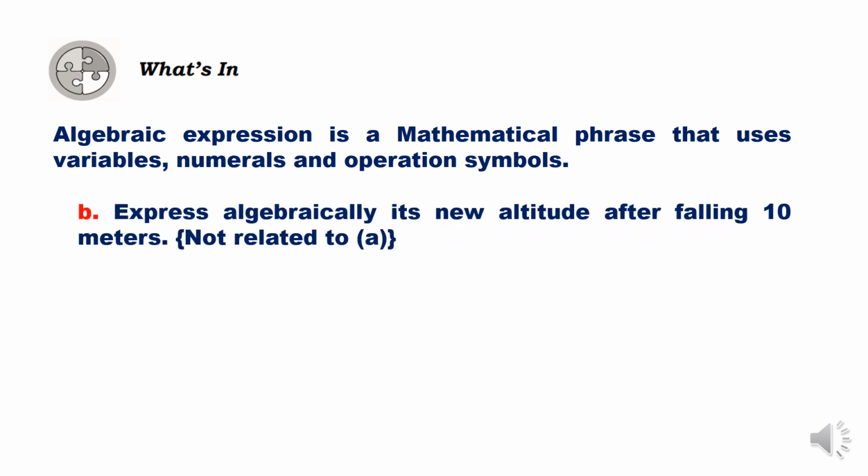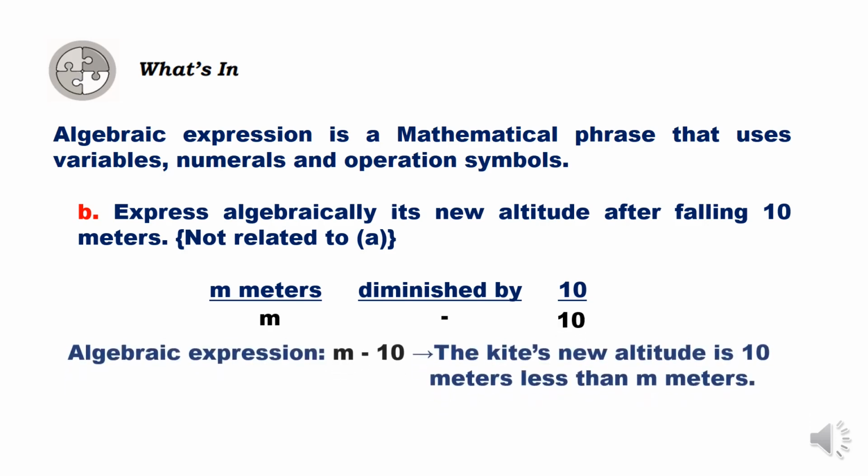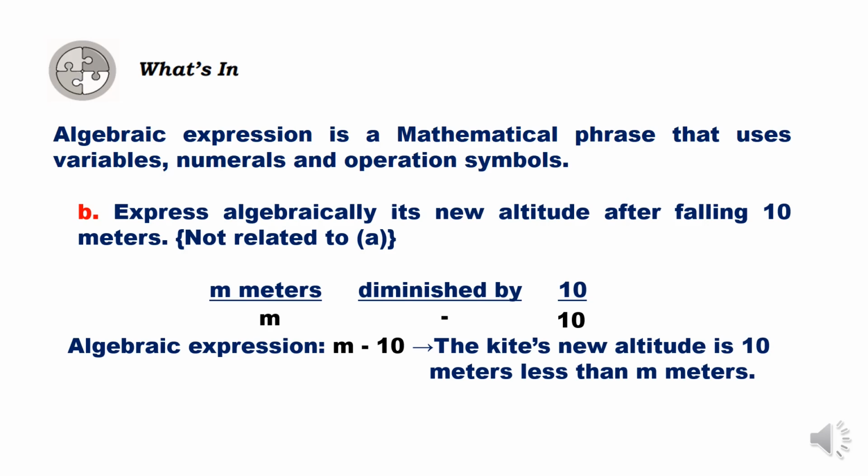Letter B. Express algebraically its new altitude after falling 10 meters. M meters diminished by 10. M diminished, that is subtraction, then 10. Algebraic expression: m minus 10. The kite's new altitude is 10 meters less than m meters.